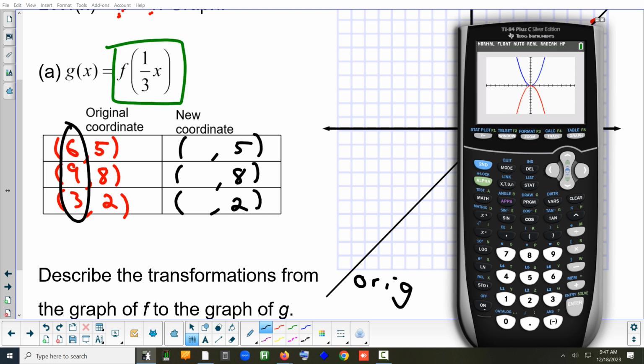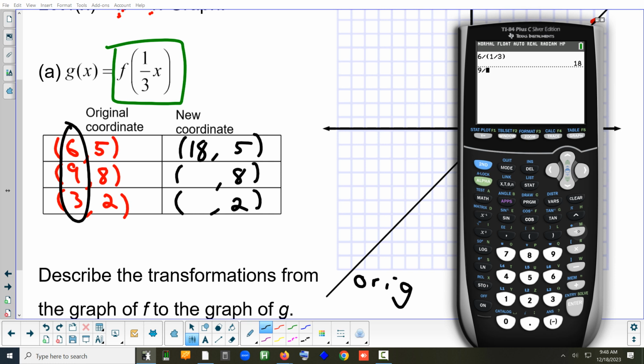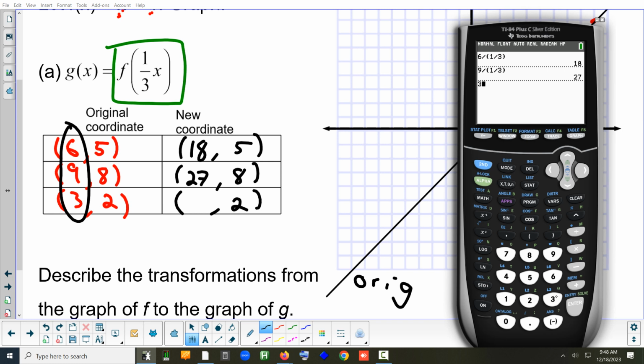Okay, what are we dividing each number by? 1/3. Yeah. So we're going to take 6, and I'm just going to type in divided by 1/3, and we get 18. Okay. What are we going to divide 9 by? Divided by 1/3 gives me 27. And what are we going to divide the 3 by? 1/3. Yep. That's actually the only one that would fit on the graph.